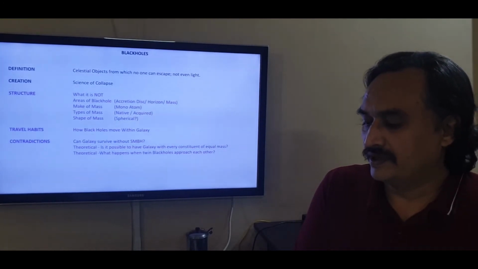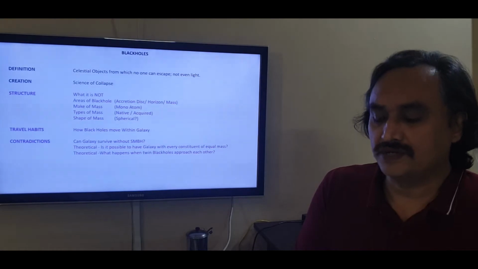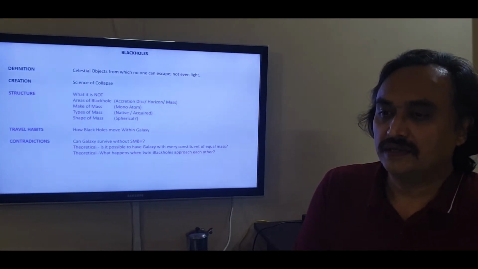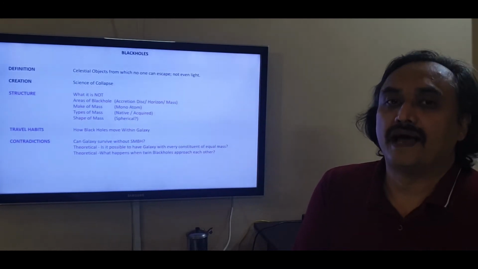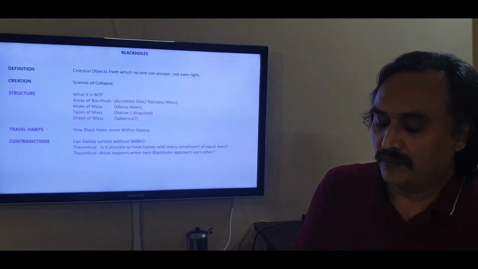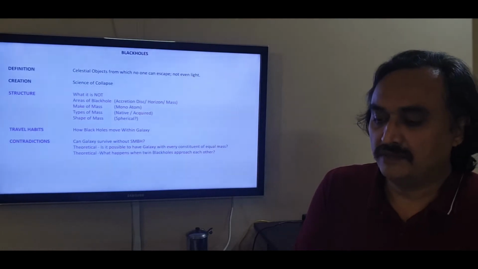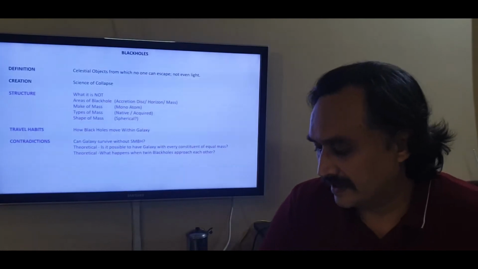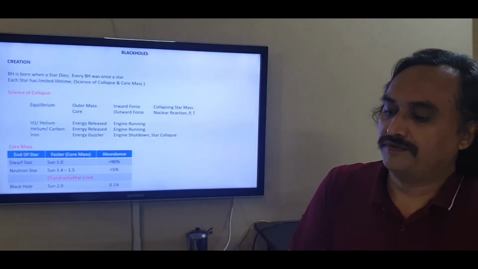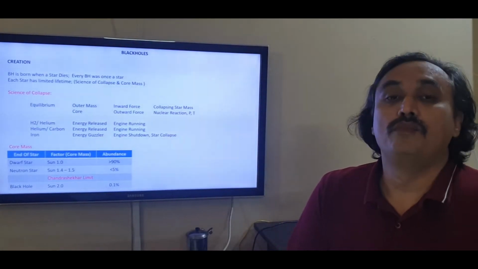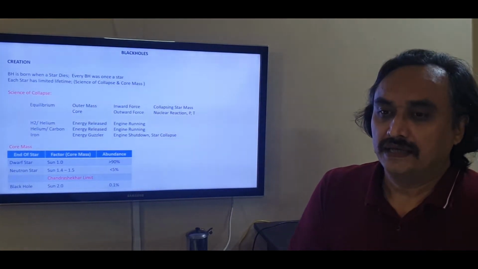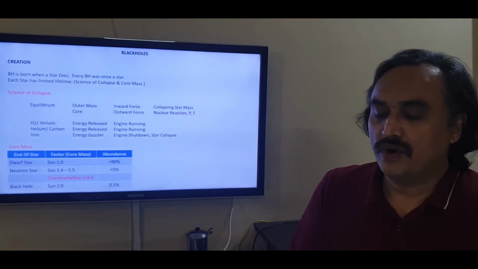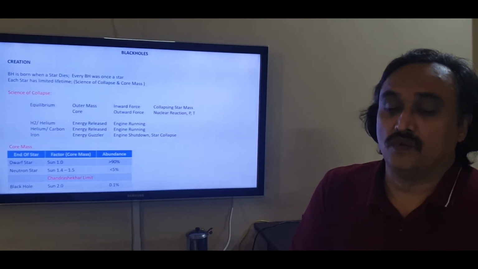Then we will take a few theoretical conditions wherein we will try and show that the classical model of the universe fails to accept such kind of a model. But when it comes to spacity or the Manthan model, we will be able to explain such kind of theoretical galaxies. So let us go to the first part of it, which is how black holes are created. Black holes are created when a star dies. So every black hole that you see once was a star.